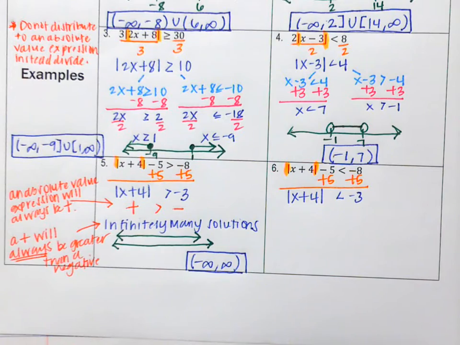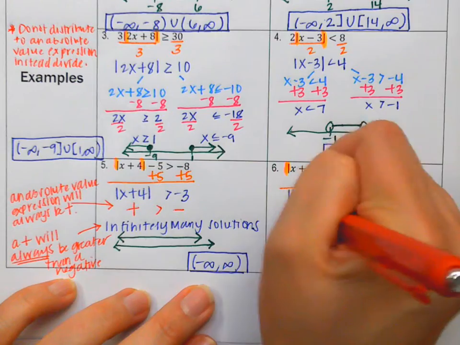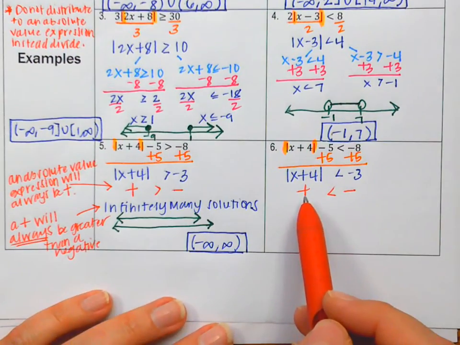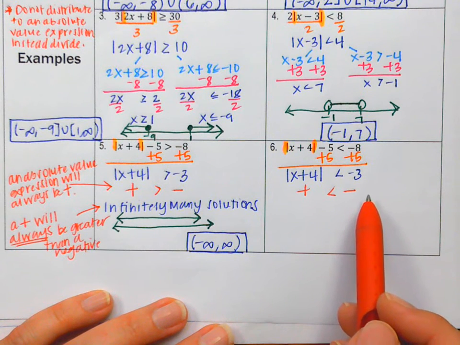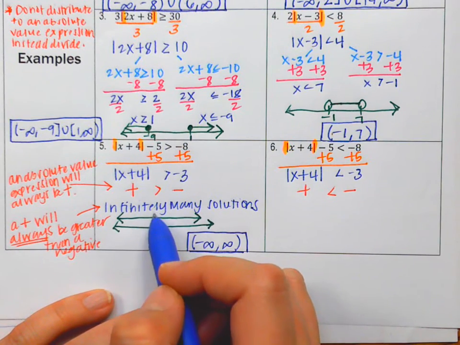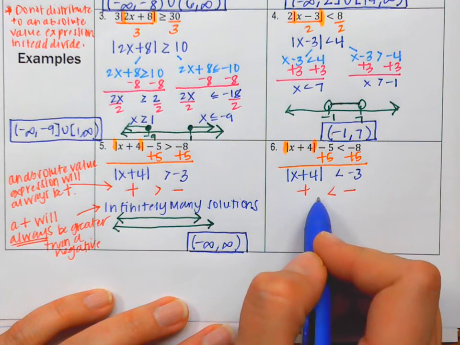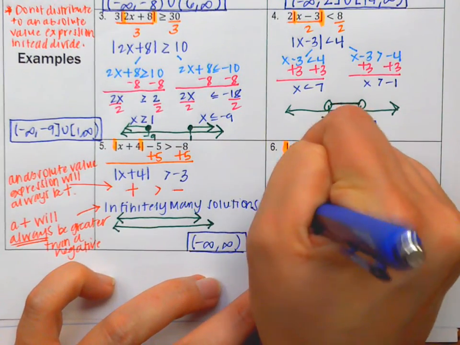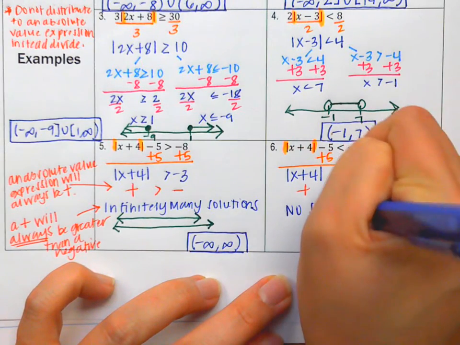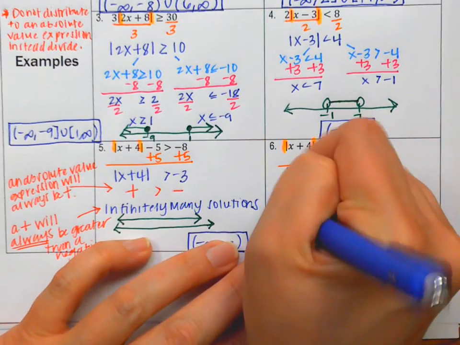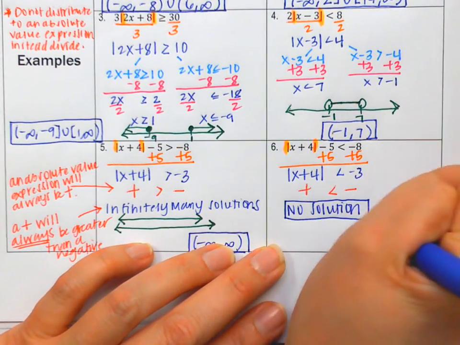So again, we're stuck because we have an absolute value expression and a negative. We know an absolute value is always positive, less than a negative. Now, is it possible to have a positive that's less than a negative? No. So the last one was a true statement and it was infinitely many solutions. This one is a false statement and it's no solution. There is not a way to write that in interval notation, nor is there a way to graph that, so you just write it as no solution.